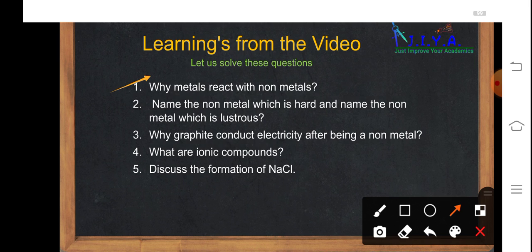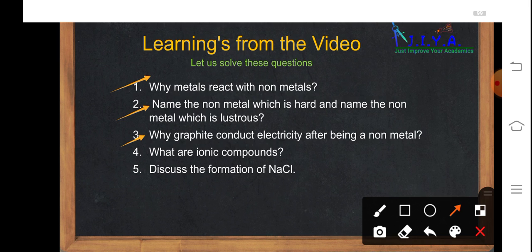So both, by gaining and losing, form ions. And these ions are attached to each other by strong intermolecular forces, and thus they form ionic compounds. Now second question, name the non-metal which is hard. Diamond is a non-metal which is very hard. Name the non-metal which is lustrous. Iodine is a non-metal which is lustrous in nature.